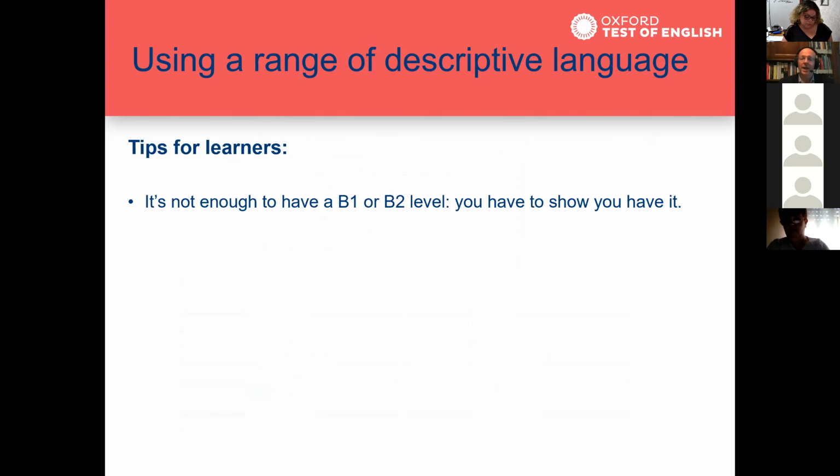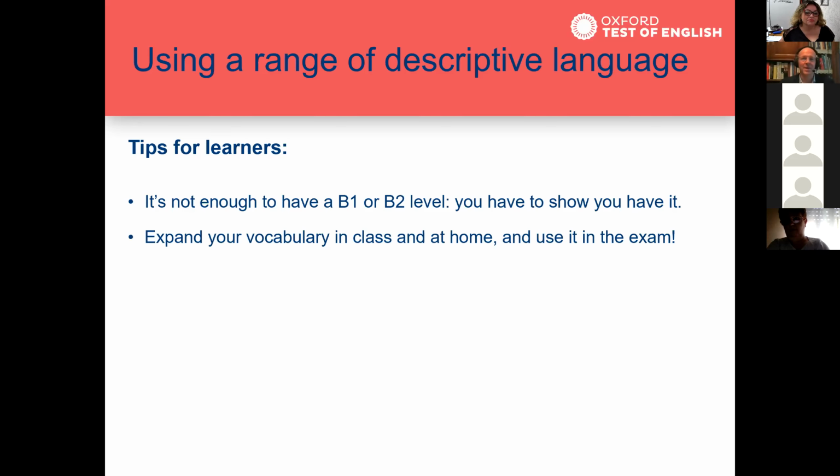So tips for you. It's not enough to have a B1 or a B2 level. You don't get a B1 or a B2 in the Oxford Test of English because you have a B1 or a B2 level. No, you have to show that you have it, okay? And you have to show that you have it in speaking and in writing. Now, try, please, to expand your vocabulary in class at home and use that expanded, that high-level vocabulary in the exam. Practice saying things like stunning or gorgeous instead of beautiful. Practice saying hilarious instead of funny. Okay, these words really make the difference between a B1 and a B2 level.